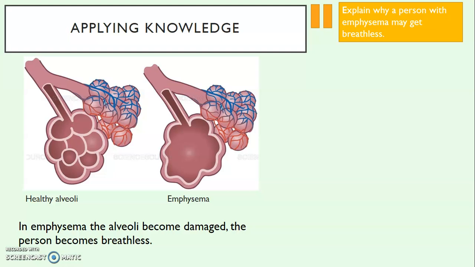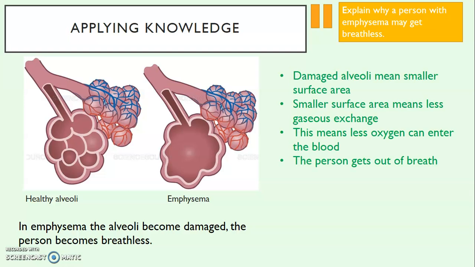Okay, so welcome back, guys. What we need to be able to do is explain why emphysema is going to impact gaseous exchange. So if we've got a damaged alveoli, it means we've got a smaller surface area. There is less space here for gaseous exchange to happen. So a smaller surface area means less gaseous exchange. Okay, brilliant, but we still need to go, so what? This means that less oxygen can enter the blood. Less oxygen entering the blood means the person can get out of breath.